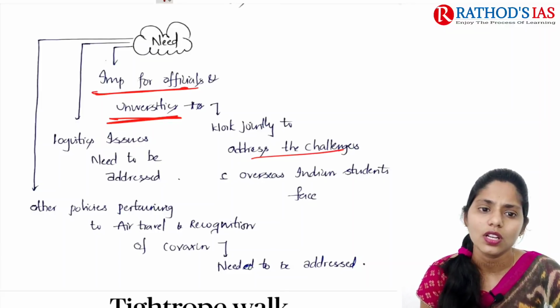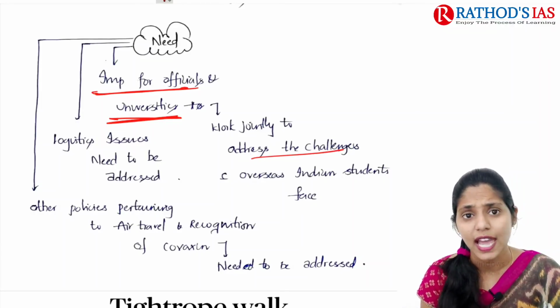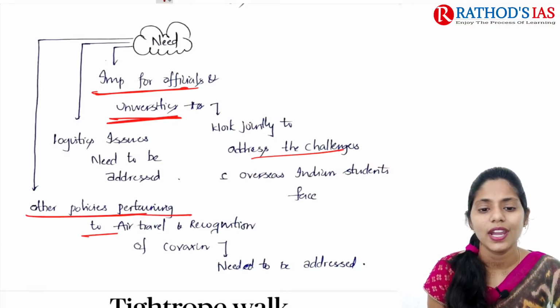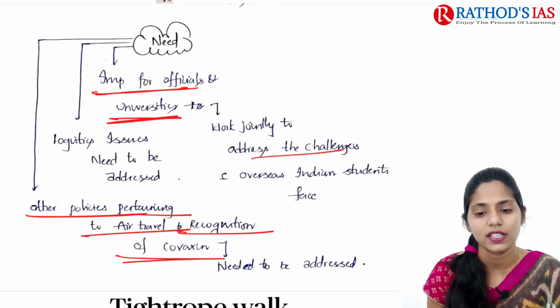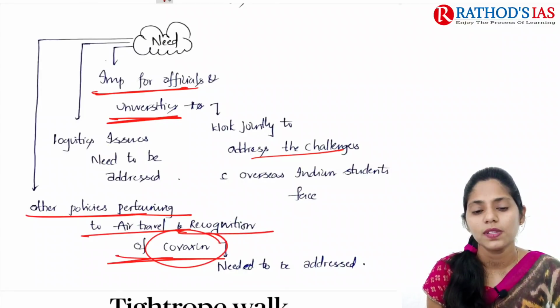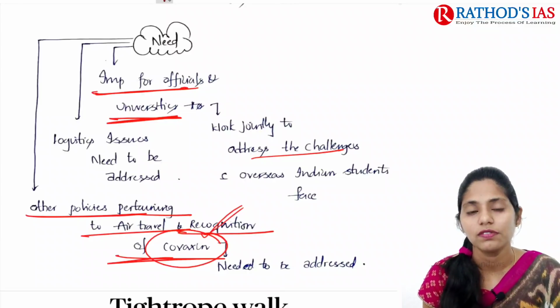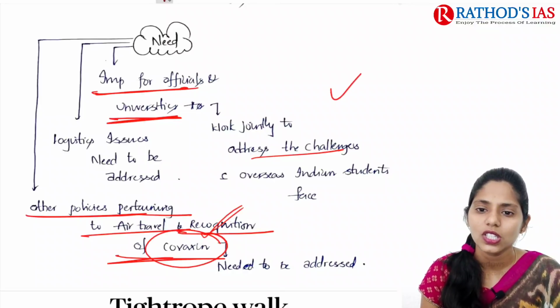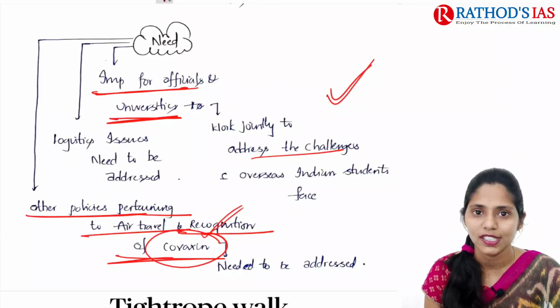And regarding these logistic issues also, they need to be addressed as soon as possible. And we need to come up with other policies pertaining to air travel and recognition of Covaxin also. As soon as possible, Covaxin needs to be recognized by WHO. Then that will be very helpful for students who want to go to other countries. So this is the gist of this topic, and it is very clear now, right?